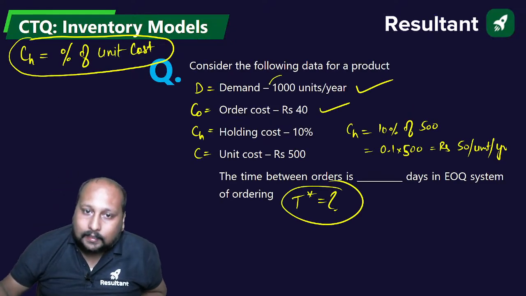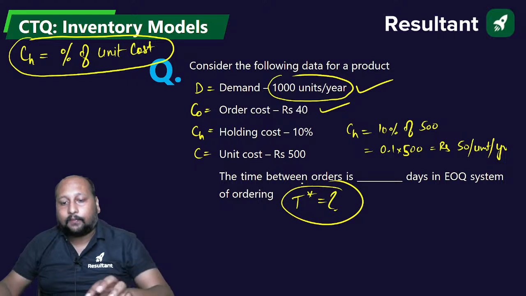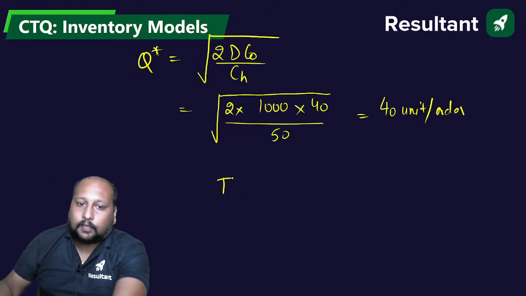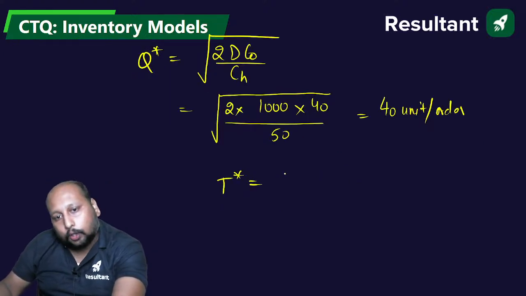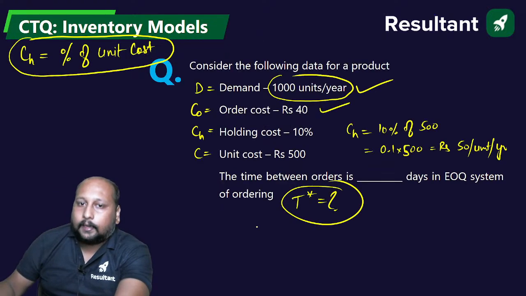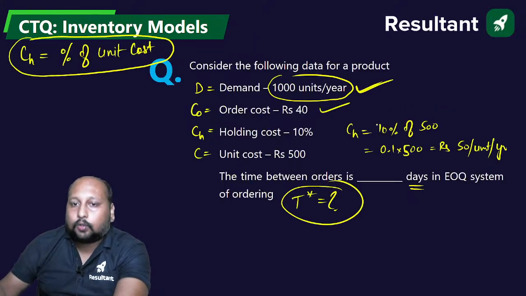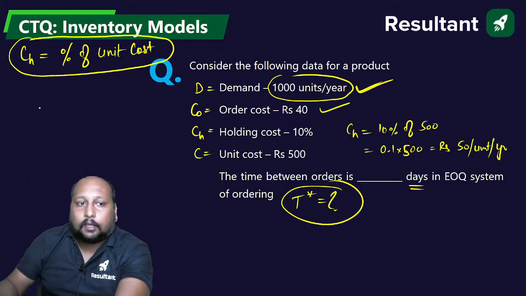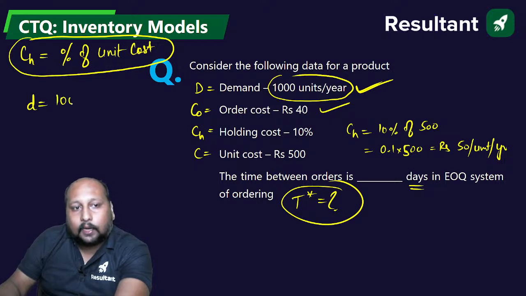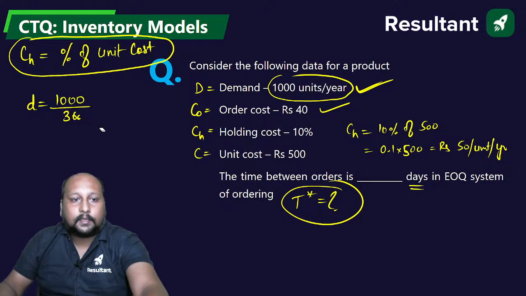Annual requirement is 1000 units. Now they're asking what is the time between orders. So obviously we can use the same formulation. T star will be equal to Q star divided by D. Now they're asking in days. Capital D is per year, so I have to convert this into small d. Small d will be equal to 1000 divided by 365.